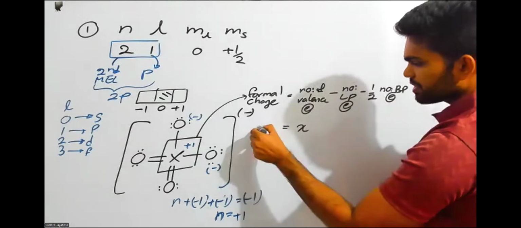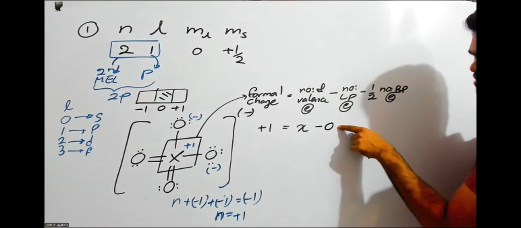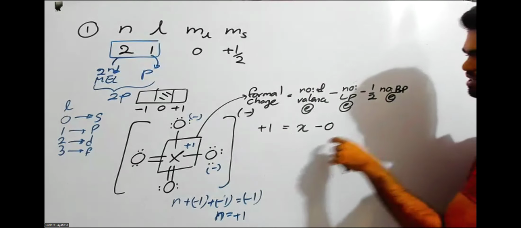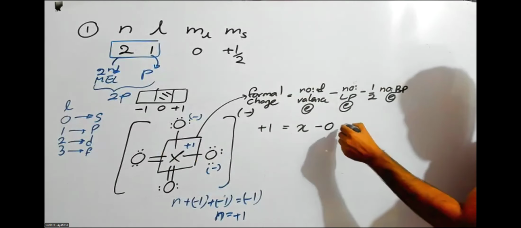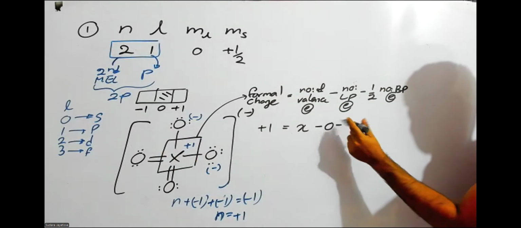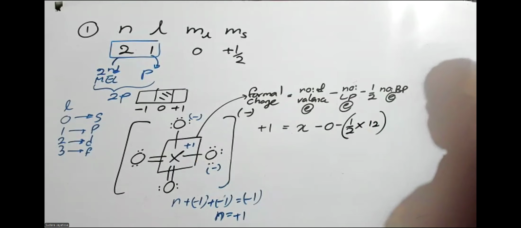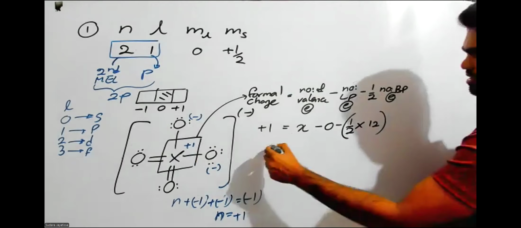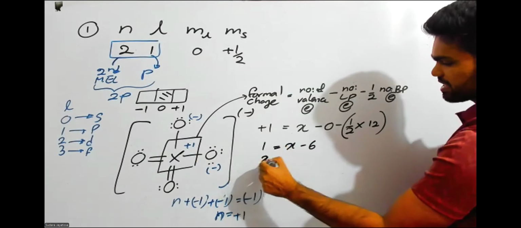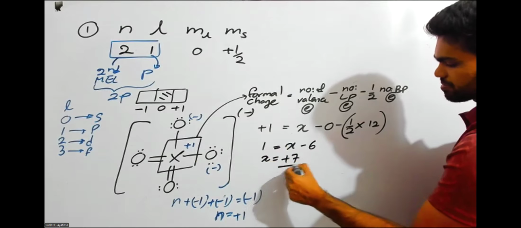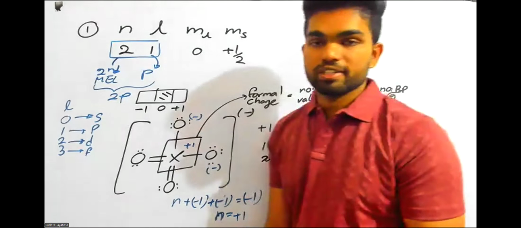And the formal charge for this one is +1. And there are no lone pairs, so 0. And the number of bonds, here you have 1, 2, 3, 4, 5, 6. 6 bonds are there. So that means 12 electrons. So 12 into half. And you can simplify and find the value for x. X is equal to +7. So there are 7 valence electrons for this element.